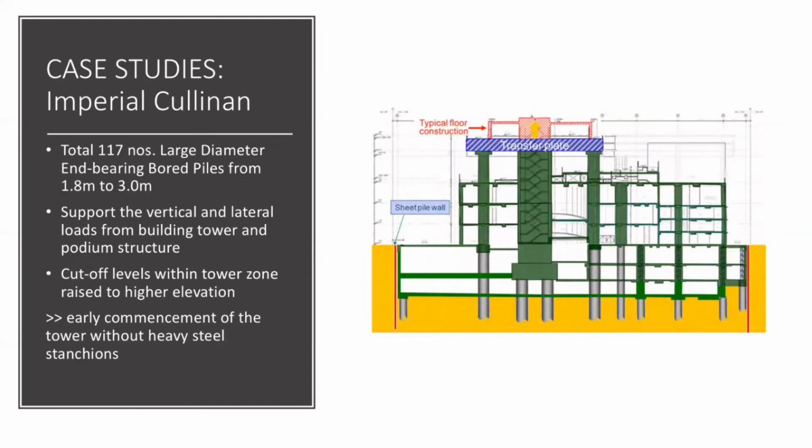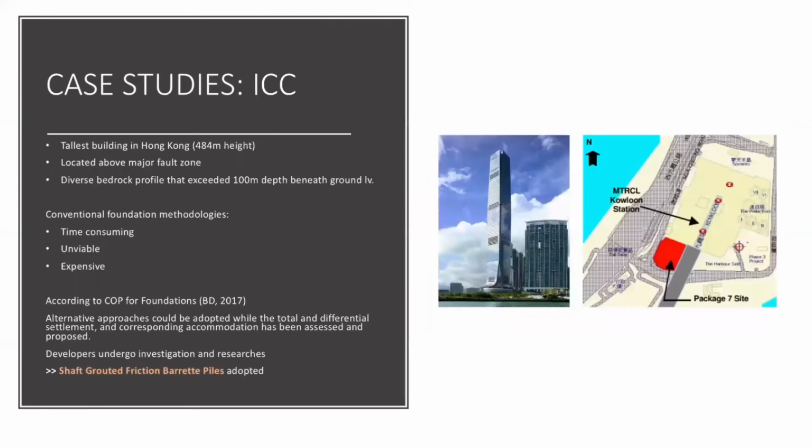It has enabled the pile cap to be built early and begin the tower construction with the absence of steel stanchions. ICC is the tallest building in Hong Kong, which is located above a major fault zone, comprised of diverse bedrock profiles. Since the site was found to have adequate rock socket of the bedrock at depths exceeding 100 meters, it would be difficult, time-consuming, unviable and expensive for developers to construct a conventional foundation methodology, namely large diameter bored piles.